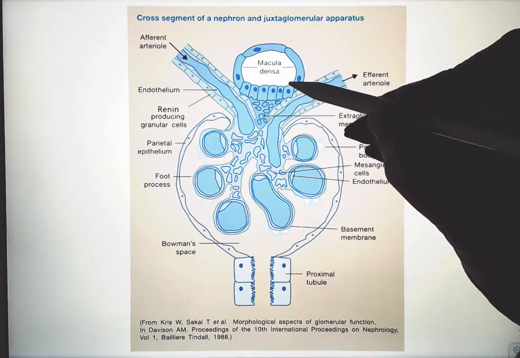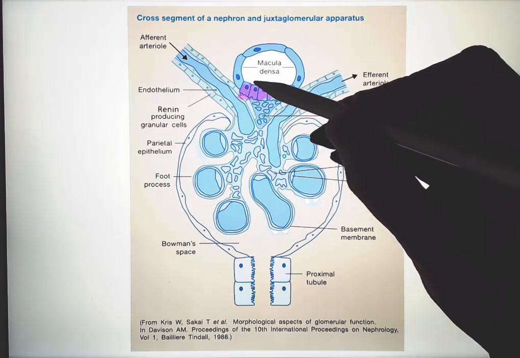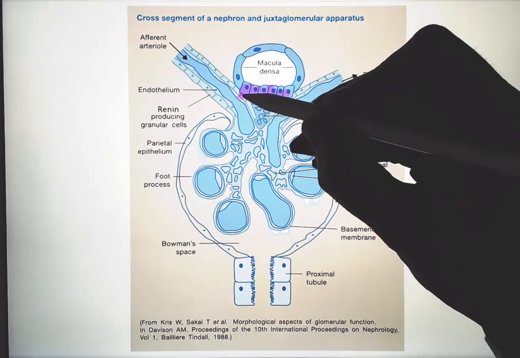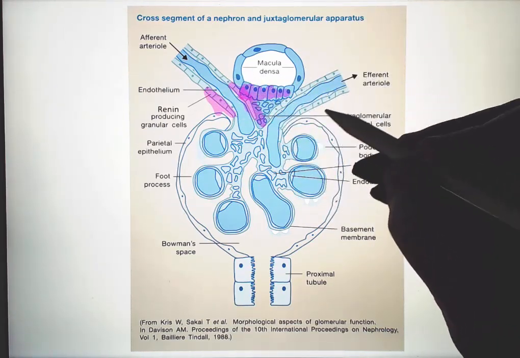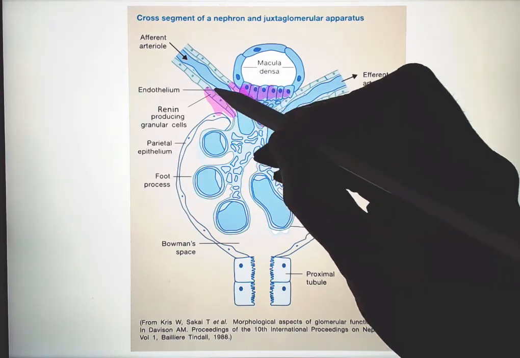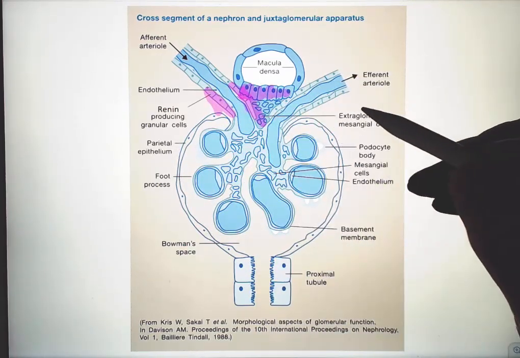This is the distal convoluted tubule with the macula densa in here. We're going to be concerned about macula densa cells, some of the renin-secreting cells that are along the edge of the afferent arteriole, and some of the events in the smooth muscle cells around the afferent and efferent arteriole.